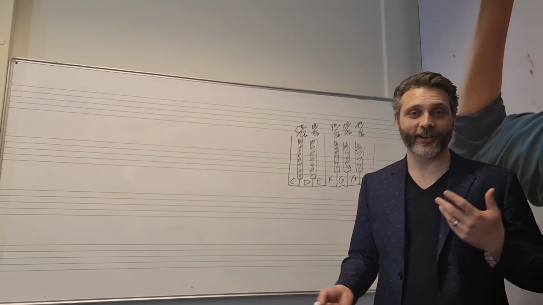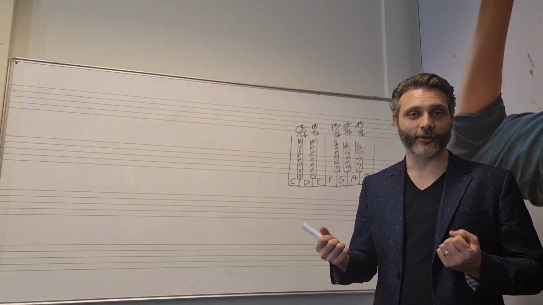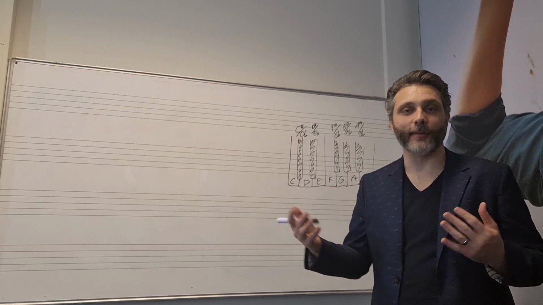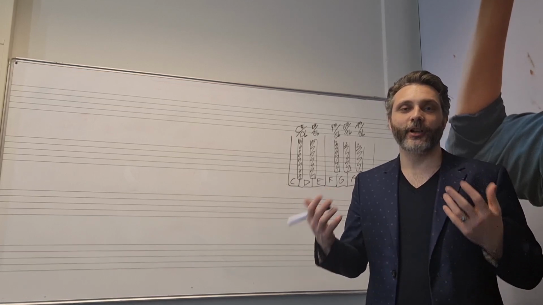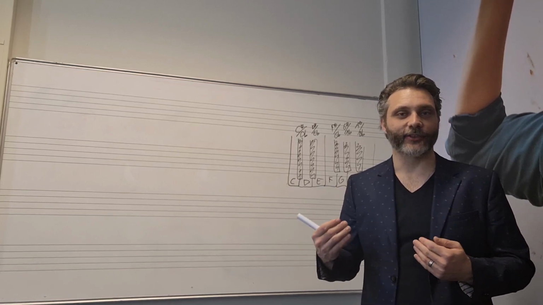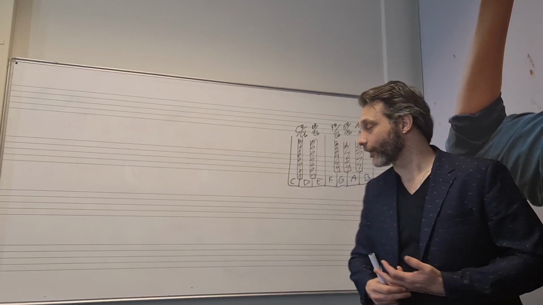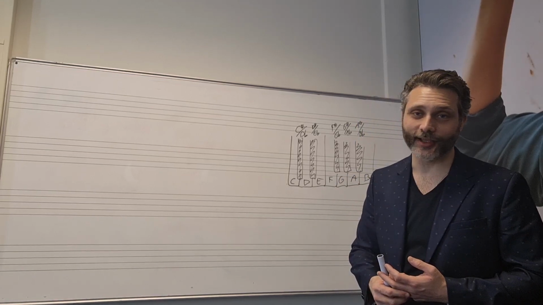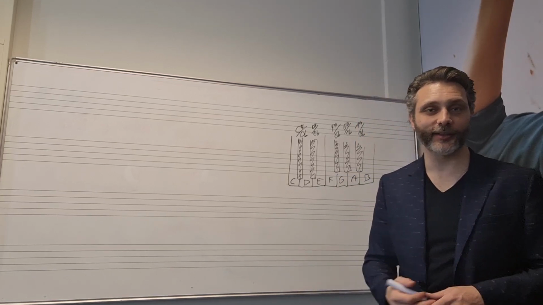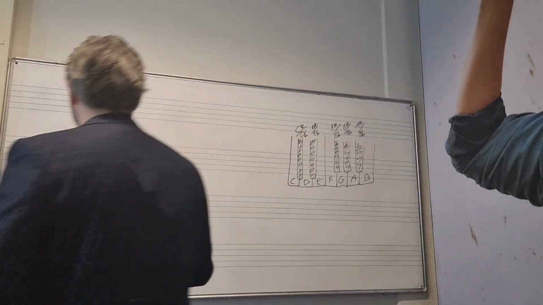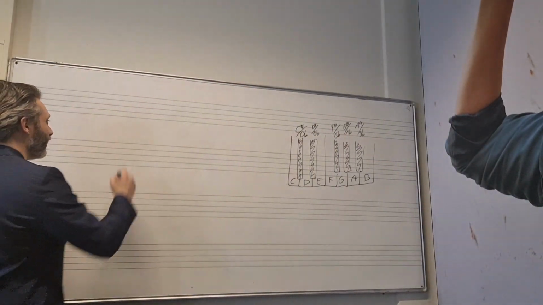So if we're going to talk about major and minor, or about modes, or about harmony, or about melody, we're going to have to know a little bit about how these things are constructed. So let's start with the major scale, the most basic fundamental part of music theory, the major scale.